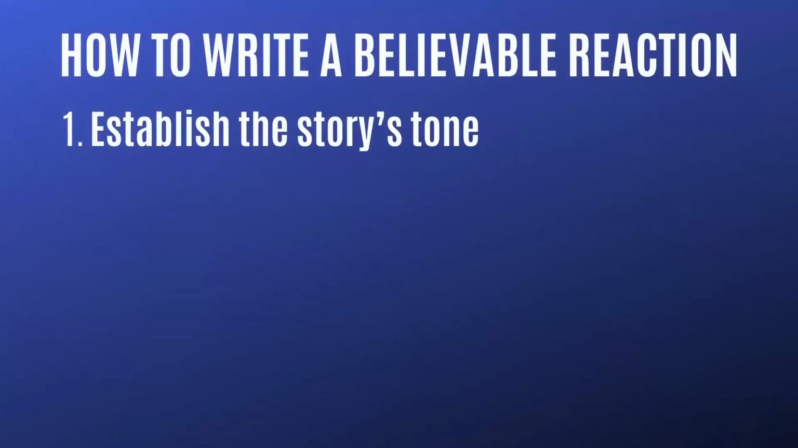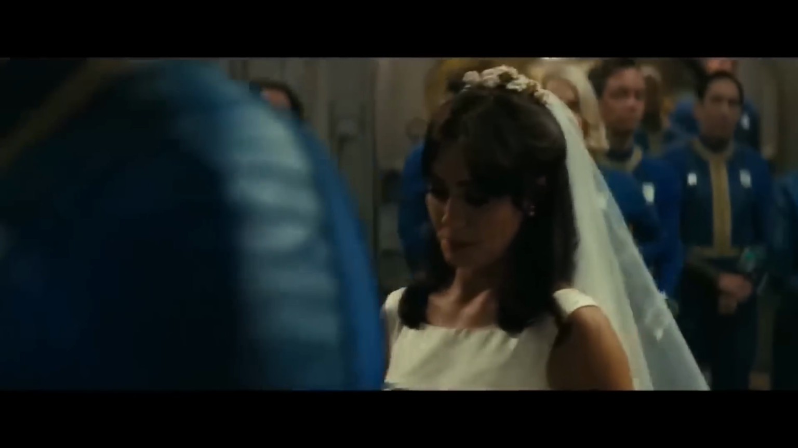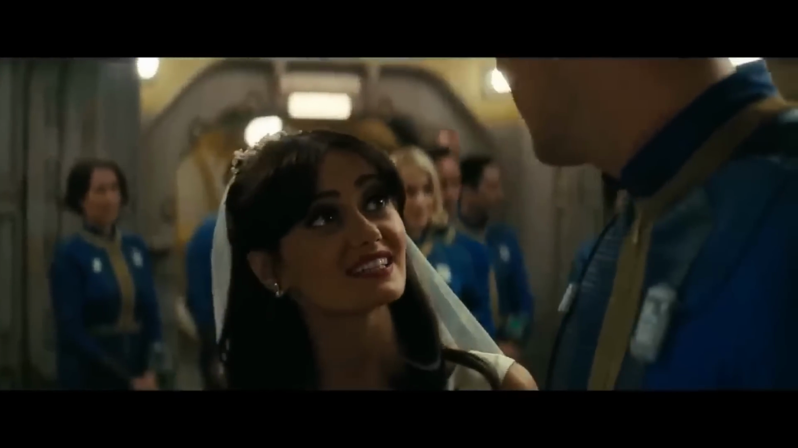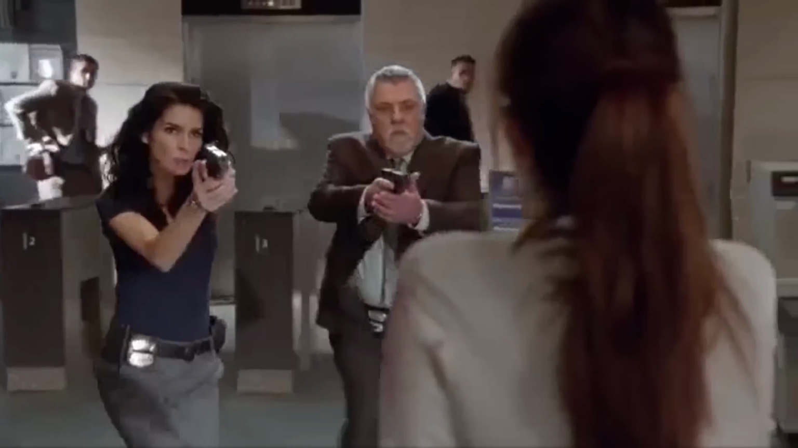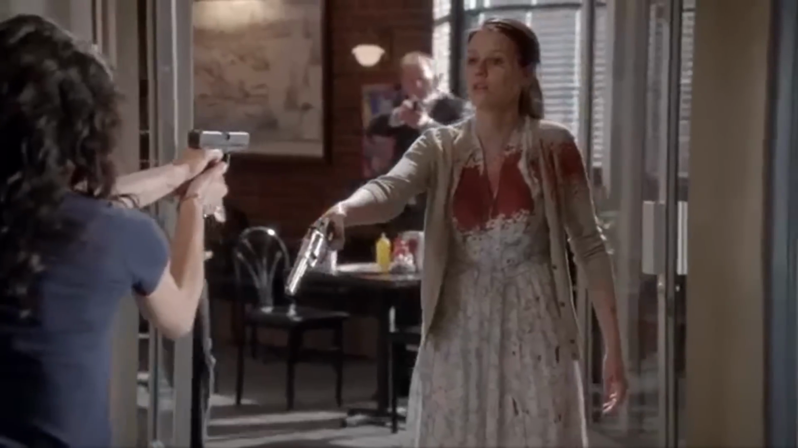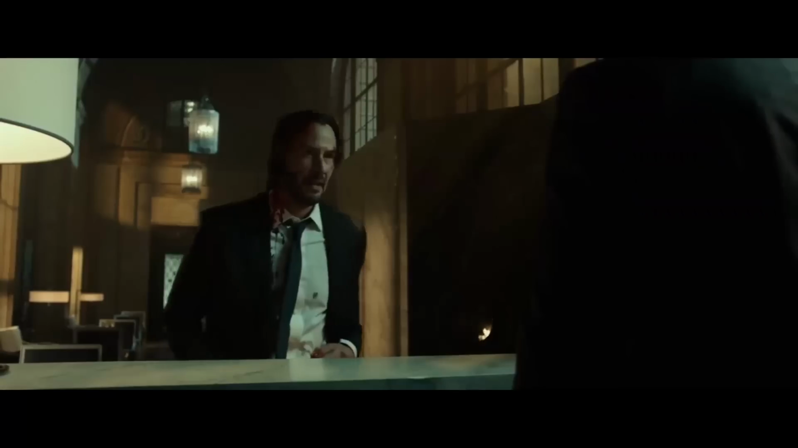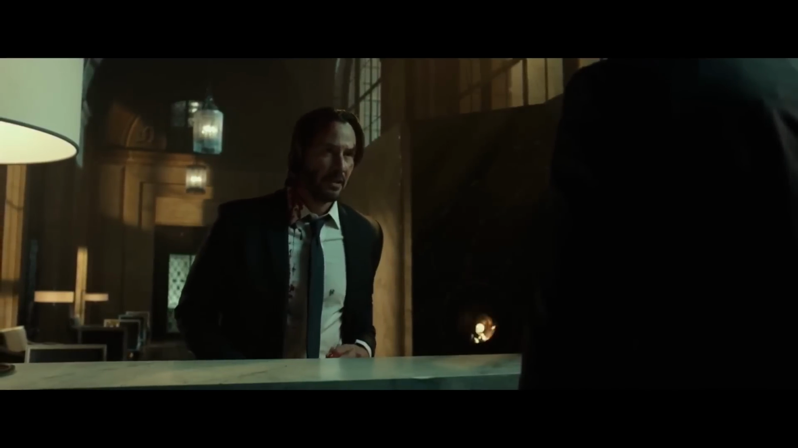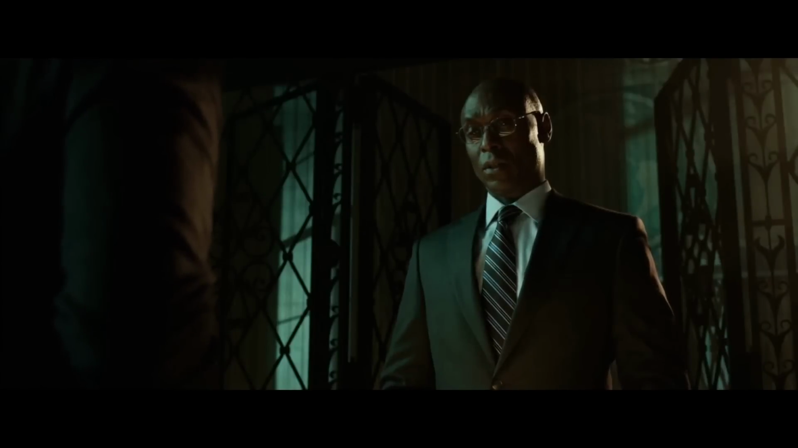Step number 2 is to ground us in the story world. World building plays a key role in how characters react. A story world will dictate certain rules and expectations that shape how characters respond. For instance, if someone walks into a police station covered in blood and carrying a weapon, and this is in contemporary society, it's going to draw plenty of alarmed reactions. On the other hand, if John Wick walks into the Continental Hotel covered in blood and carrying a weapon, none of the assassins there are going to even flinch.